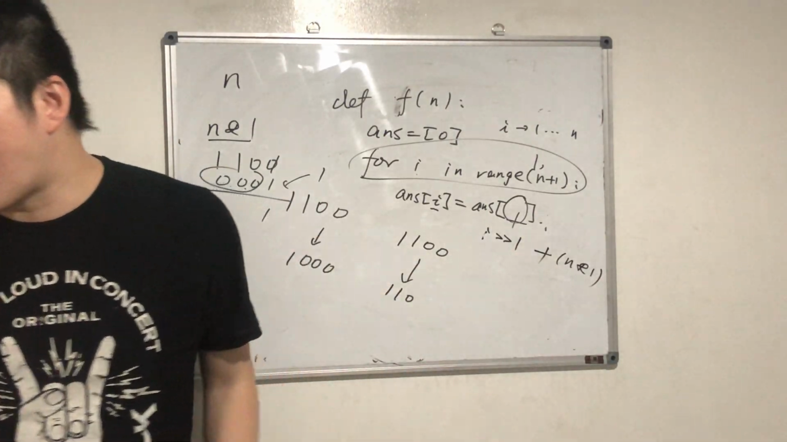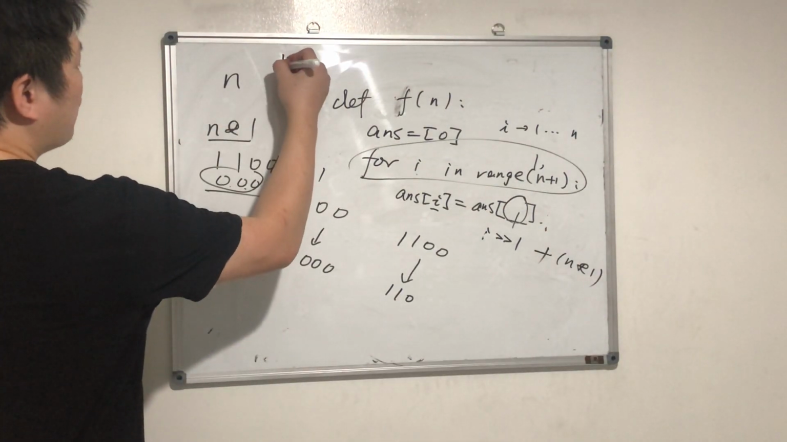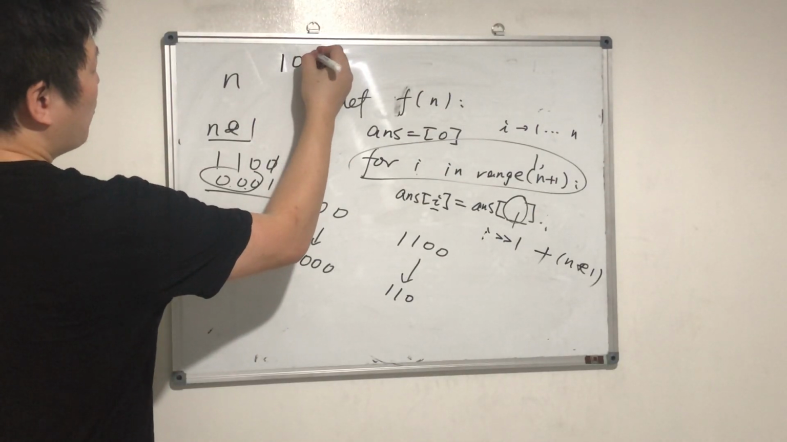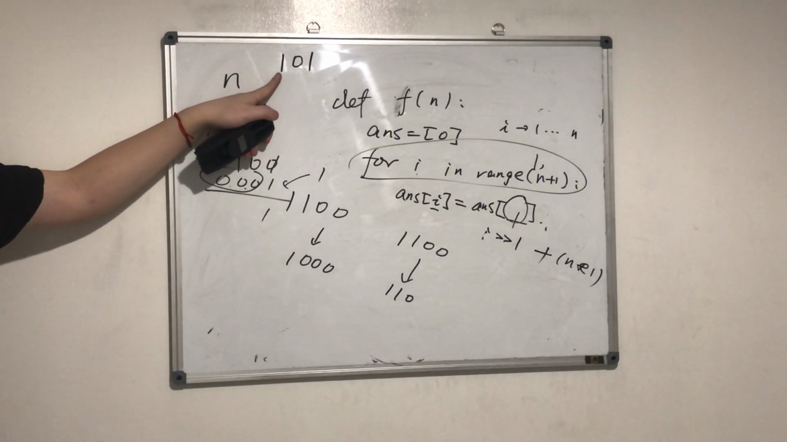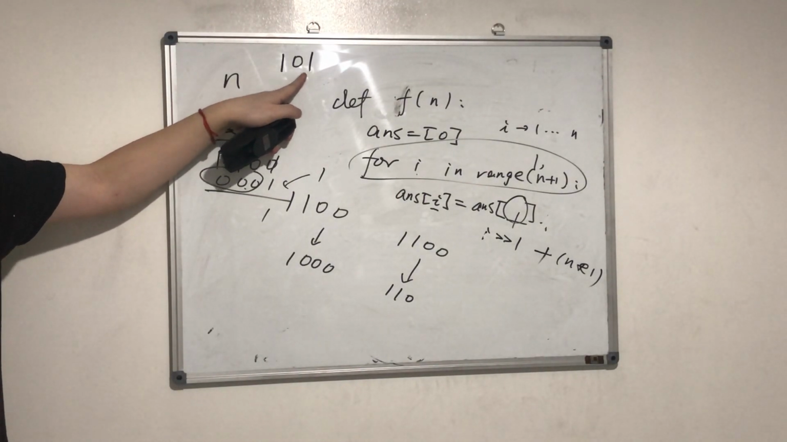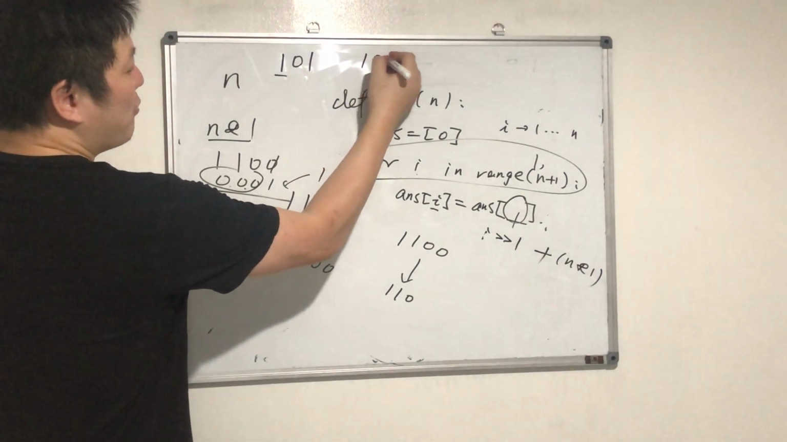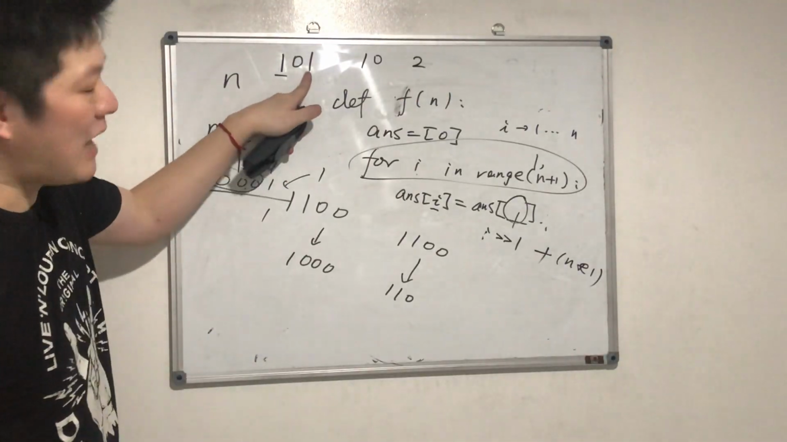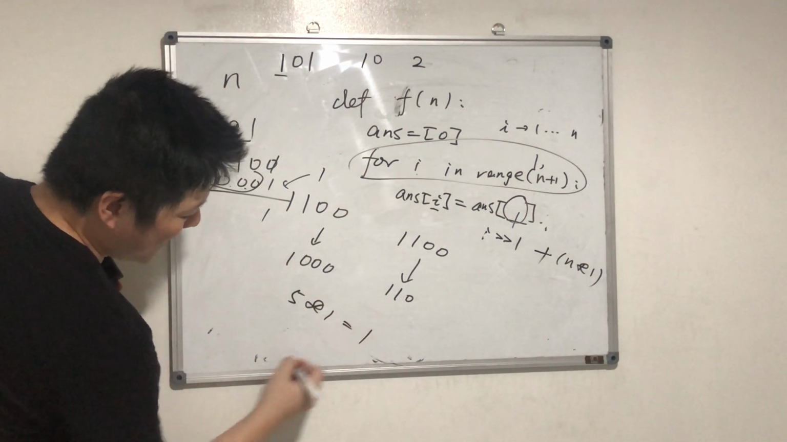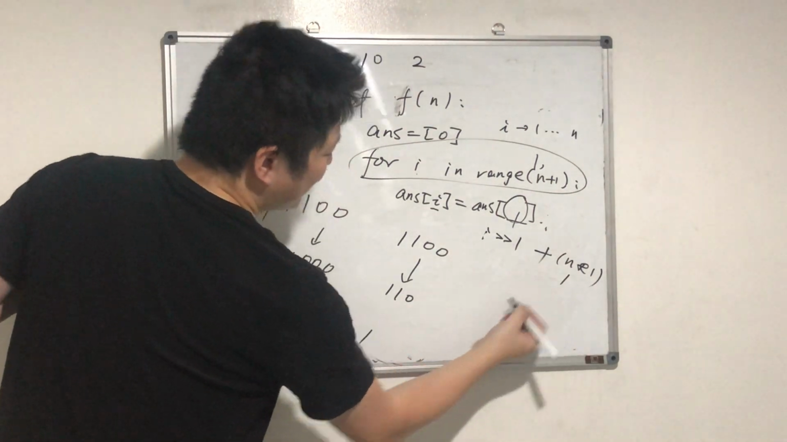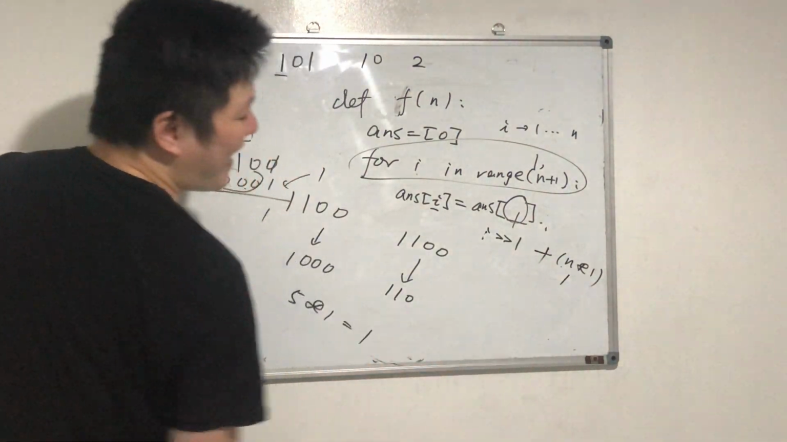How about 5? Look, Eric, 5 is 1, 0, 1, right? I take away 1 bit, that will be 1, 0, that will be 2, right? But the last bit of 5, 5 and 1 is 1, right? And I need to add 1 instead of 0. And 1, yeah? Got it?